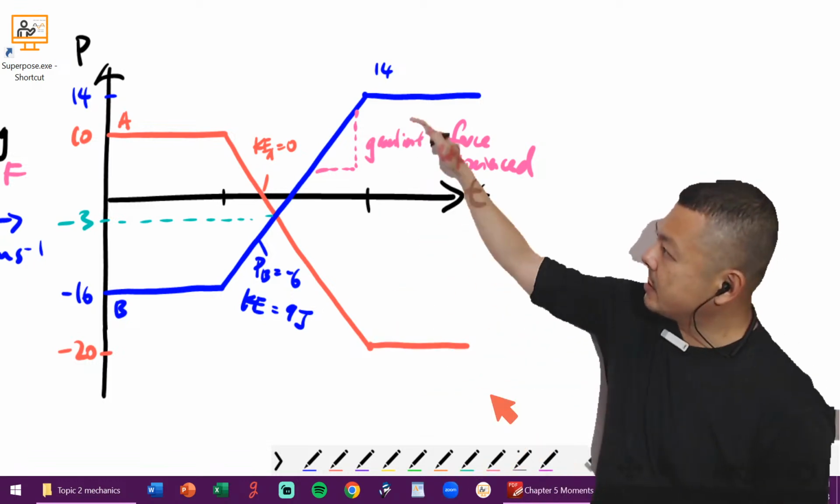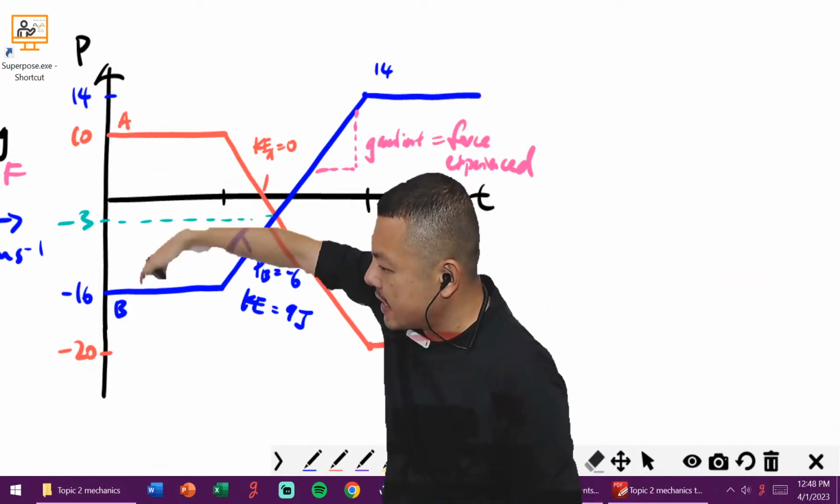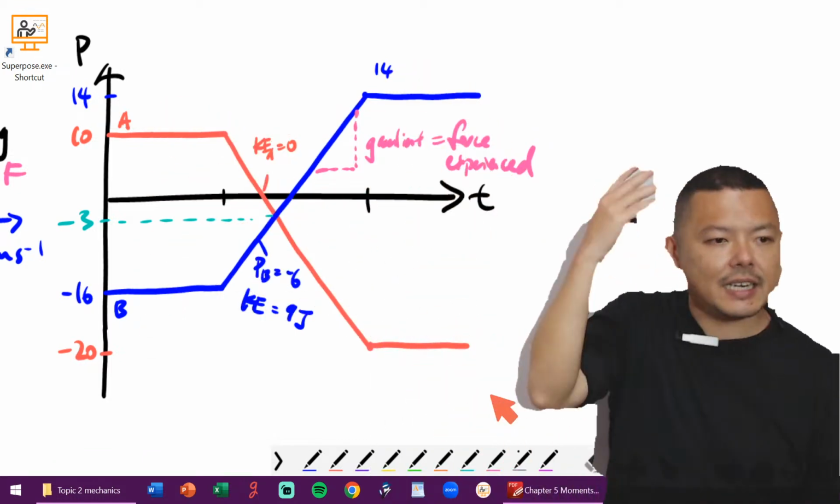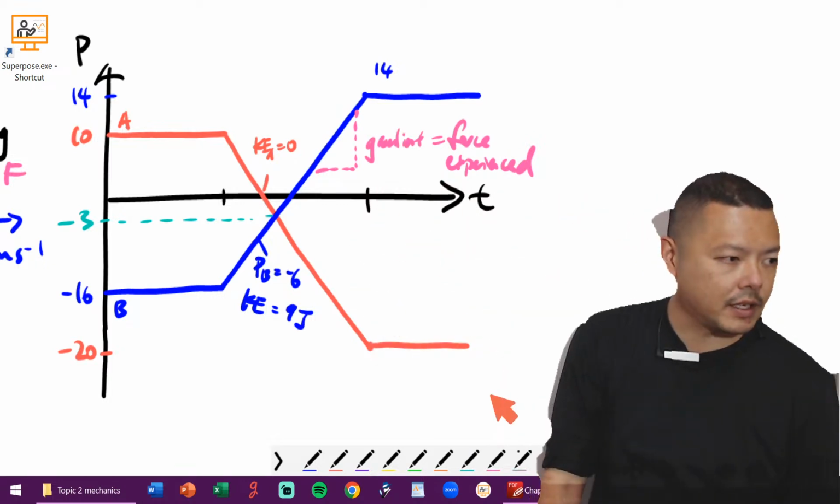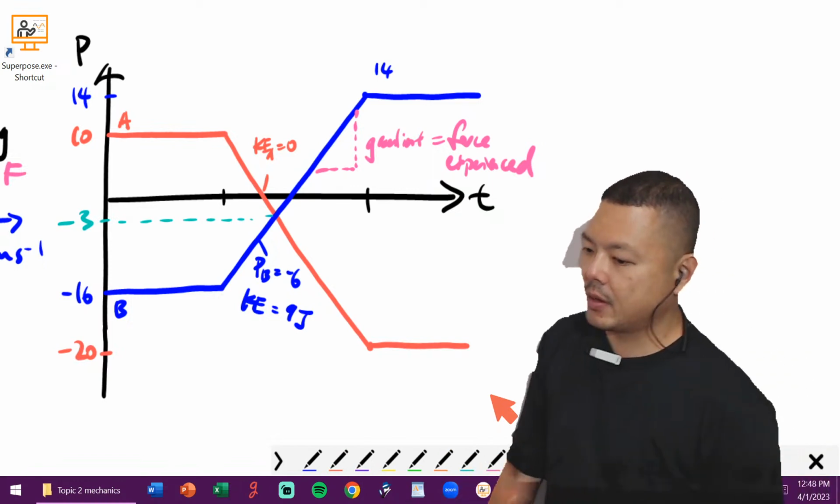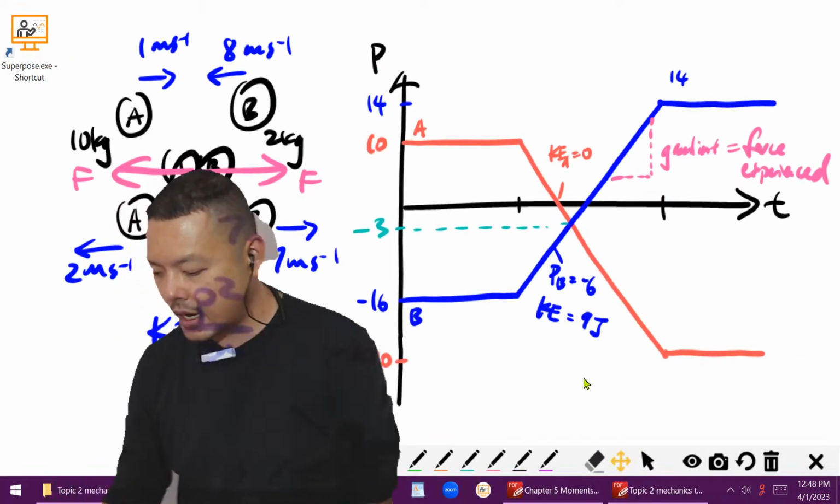Unless they tell you the masses, then maybe you can back calculate the KE here and find out the KE there. If the KE of the initial and the KE of the final is the same, then yes, this is elastic. Otherwise, the graph alone is not good enough, you can't tell. So this is how you convert the collision into a graph and how you analyze the graph.